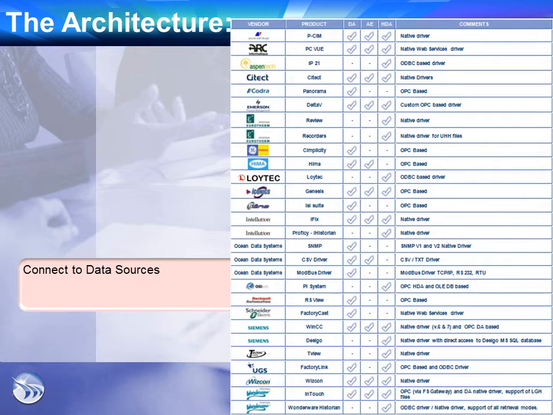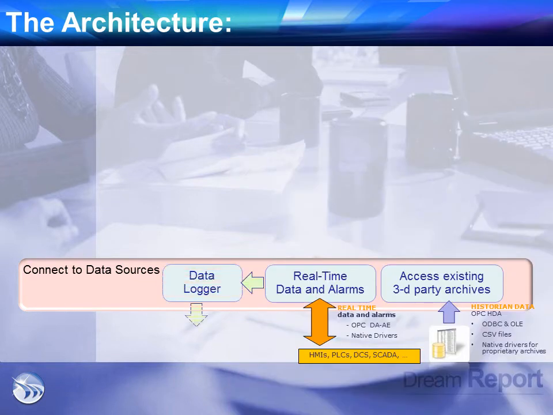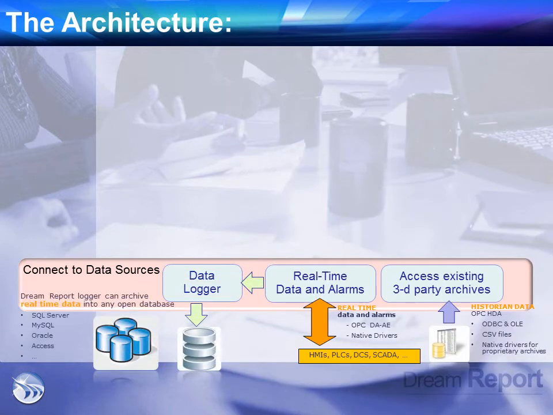Please look at the table with connectivity examples. The left V says if Dream Report has access to real-time values of that system. The middle V says if Dream Report has access to real-time alarms and events of that system. And the right column V says if Dream Report has access to historical values and historical alarms of that system.